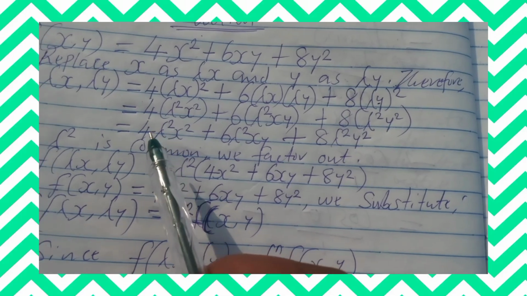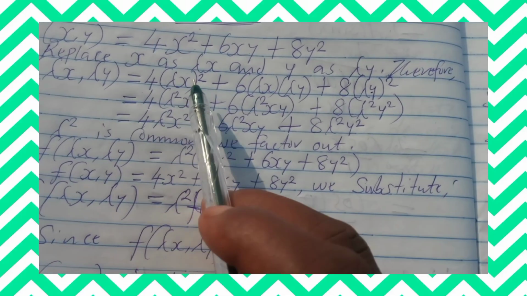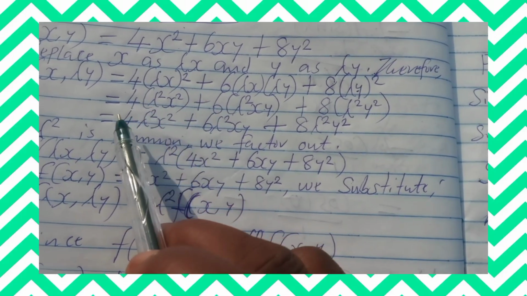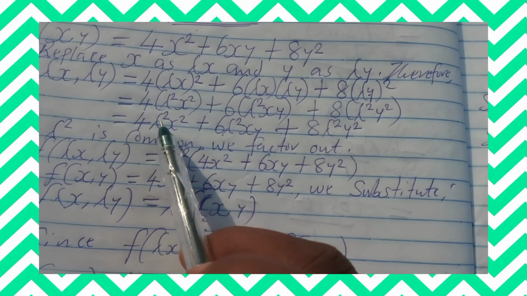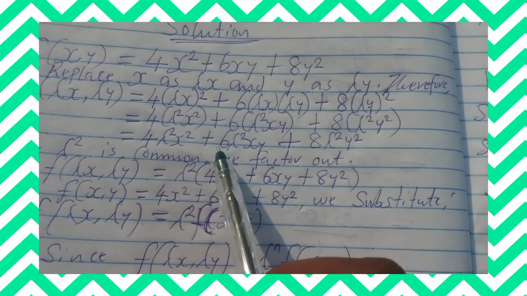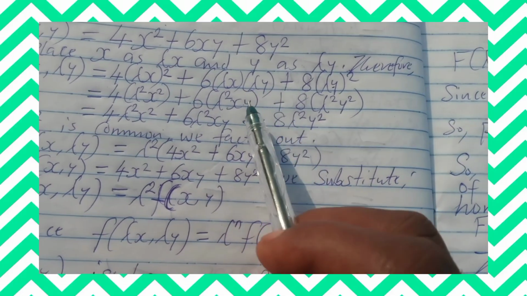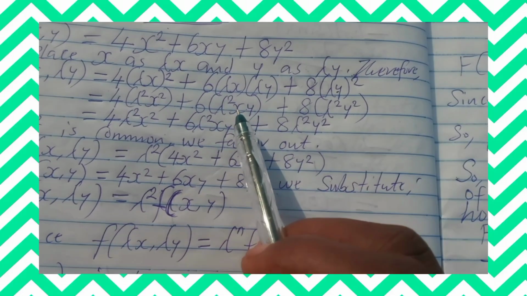So in this case, we come to this point: 4 times everything that is in this bracket, 4 times lambda square times x square, you have 4 lambda square x square. Plus, this 6 now multiplies everything that is in this bracket, lambda square x y.